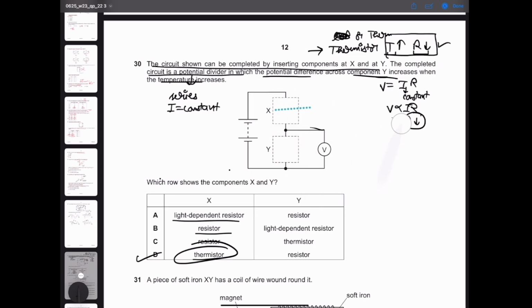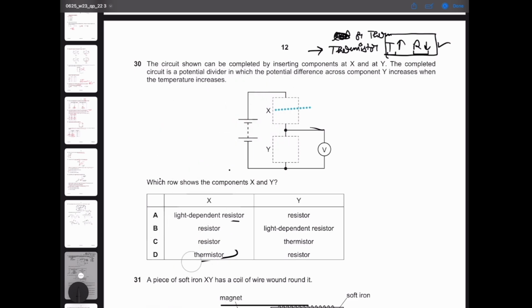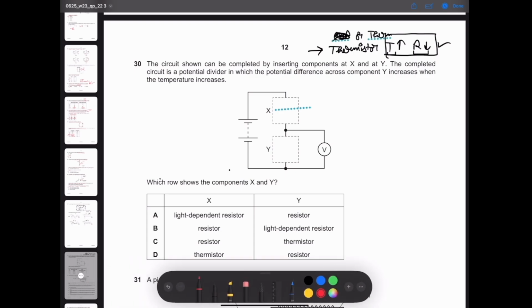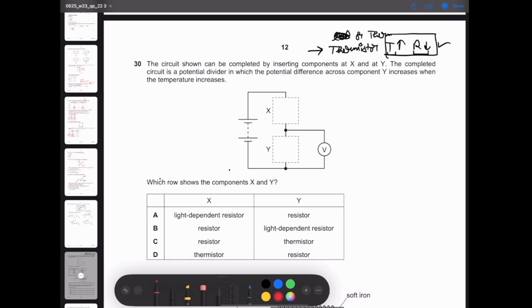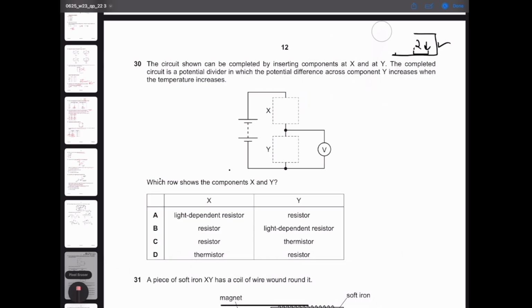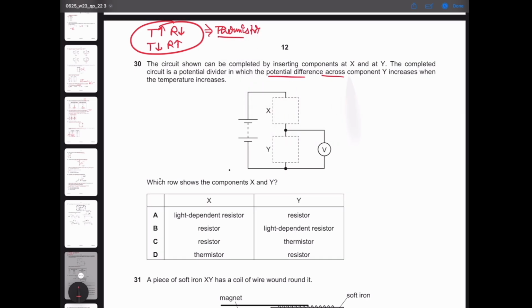Just listen to me carefully. I am explaining this again. See, for thermistor, we know one very basic logic. And let's change the color of the pen here first. So for thermistor, if temperature increases, resistance decreases. If temperature decreases, resistance increases. This is what you need to keep in mind for thermistor. All right. Now let's try to solve the question. They're saying that the potential difference across component Y increases, so the potential difference is increasing here if temperature is increasing, right?